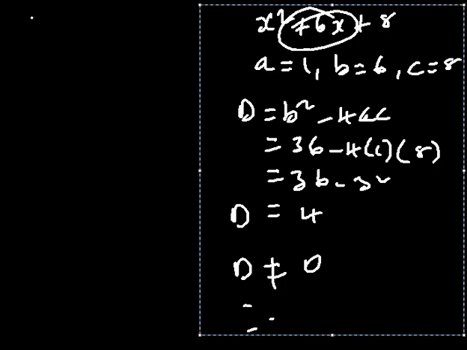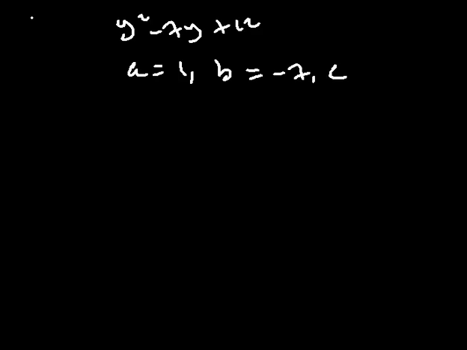And how about if we have this case: y squared minus 7y plus 12? What do you think, whether it is a perfect square or not using the discriminant? Here a is 1, b is negative 7, and c is 12. So try to determine whether this is a perfect square or not using the discriminant.